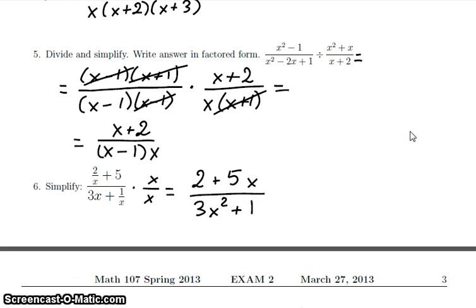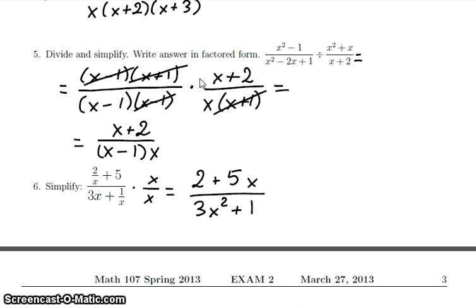Problem 5, divide and simplify. Write answer in factored form. So first, I'm going to factor all numerators and all denominators. So the first expression becomes x minus 1, x plus 1. The denominator is x minus 1 times x minus 1. And then you multiply. I'm going to change the division to multiplication, but at the same time, I'm going to reciprocate the second expression. So now x plus 2 is in the numerator, and the new denominator is the old numerator. So that becomes x times x plus 1 when you factor.